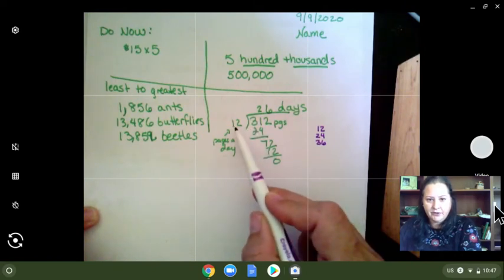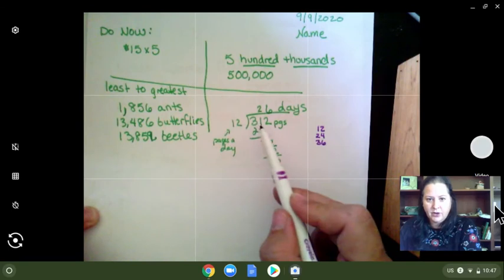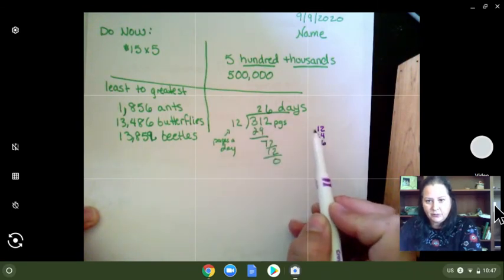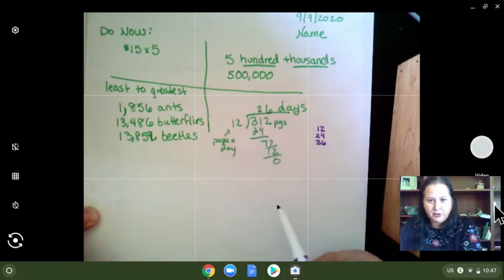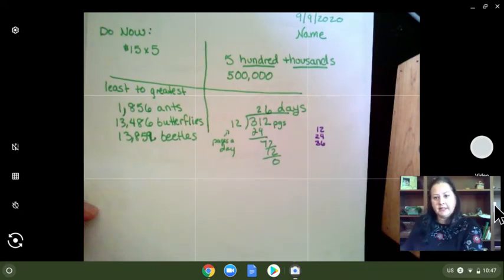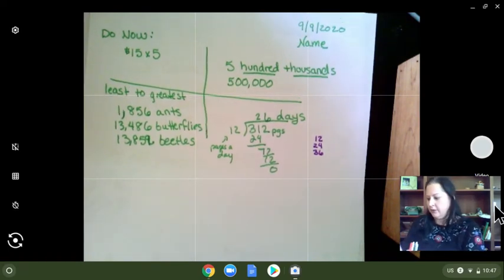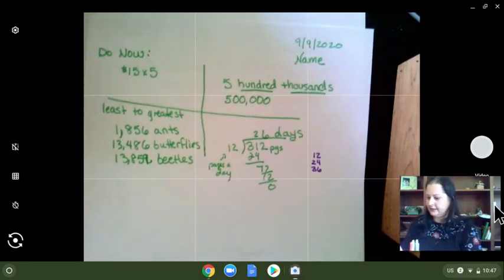So for example, 12 doesn't fit into 3, so I didn't put anything over the 3. 12 does fit into 31, and if I look over here, I can see this is 1 time, 2 times, and it doesn't fit in there 3 times because this is too big. So then I put my 2 on top. So if division is hard for you, a multiples list is a good tool for you to use. So keep that in mind. I'm going to want to see that on your work pages if you're having trouble with your multiplication facts.